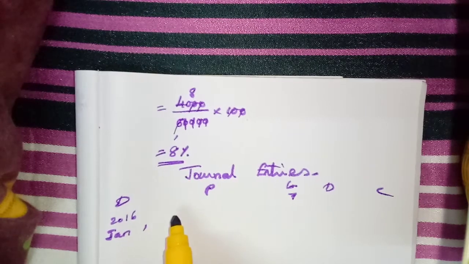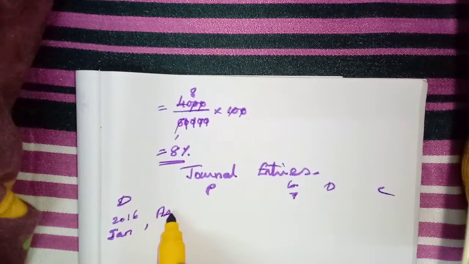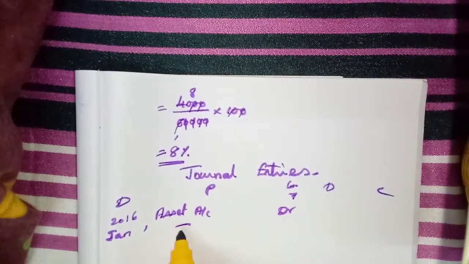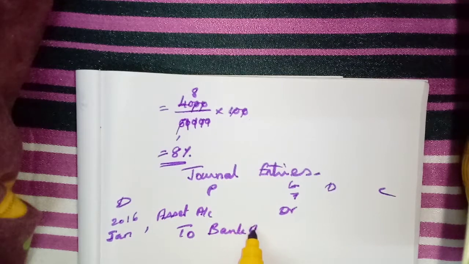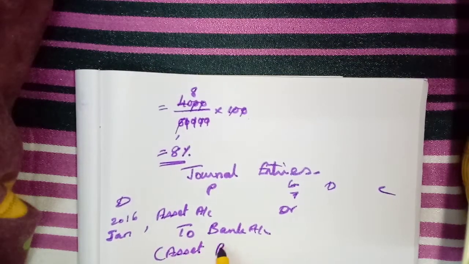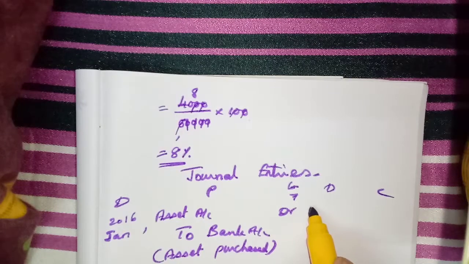So when we purchase an asset, what is the entry? Asset account debtor to bank account or cash account. To bank, asset purchased. How much? 50,000.